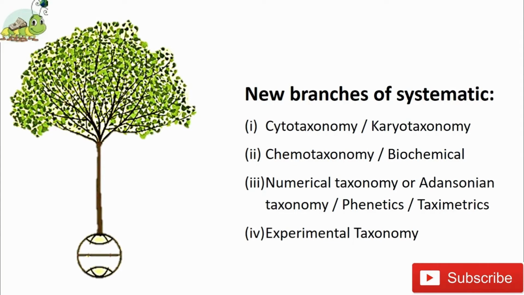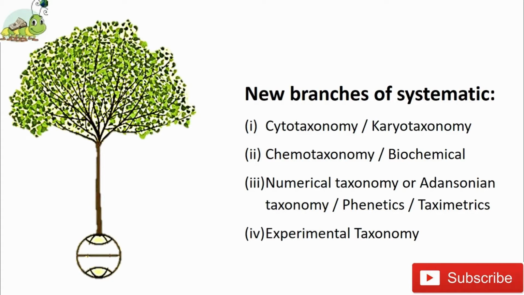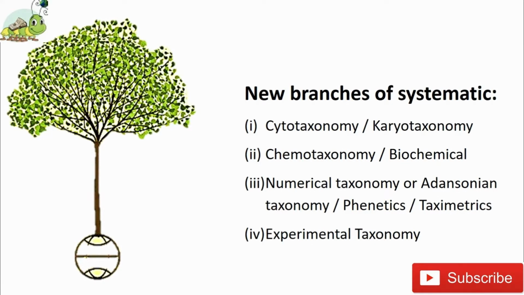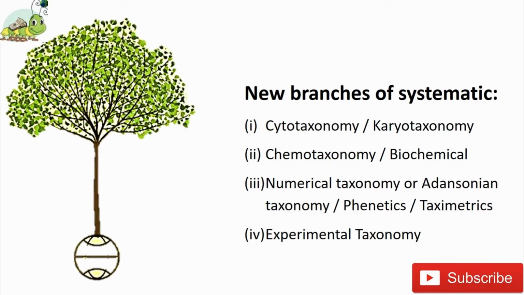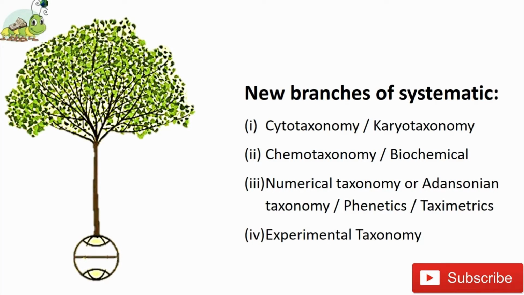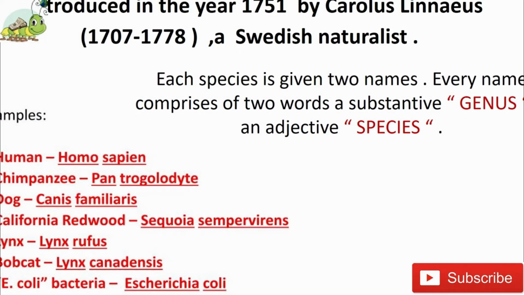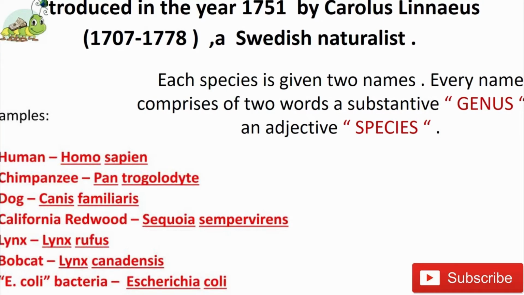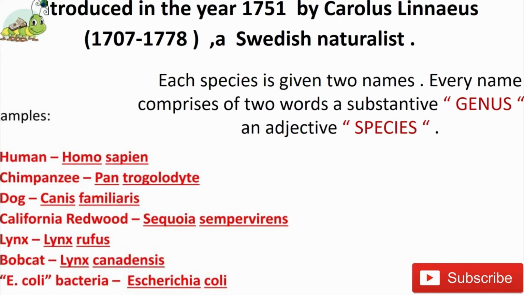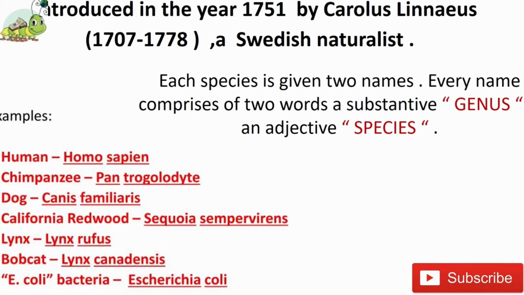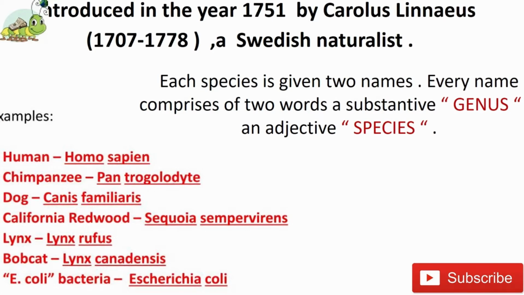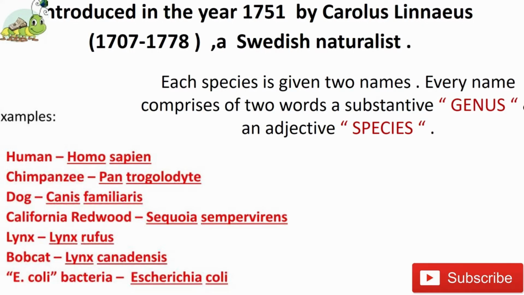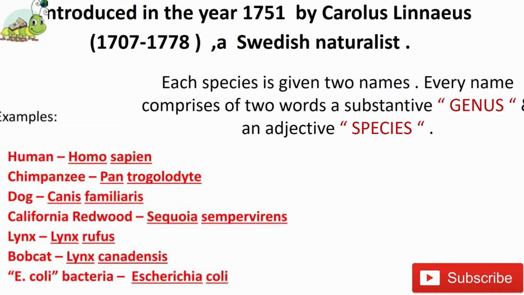Chemotaxonomy is also being used to study the plant relationships. This branch tells us the taxonomic relationships based on the distribution of certain characteristic chemical constituents. Next point, that is the binomial nomenclature. It is a system of naming of plants, animals, and other biological objects. This term was introduced in the year 1751 by Carolus Linnaeus, a Swedish naturalist.